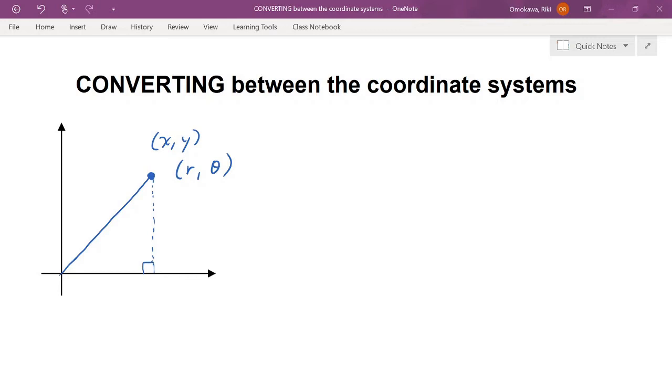Now, on this right triangle, notice that if we're starting at the origin to get to this point, left whatever the x value is, and then up whatever the y value is, think about it.